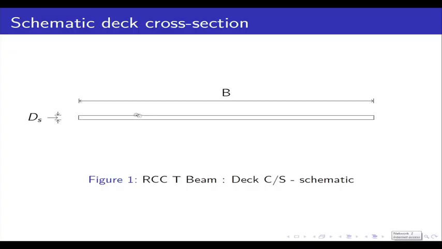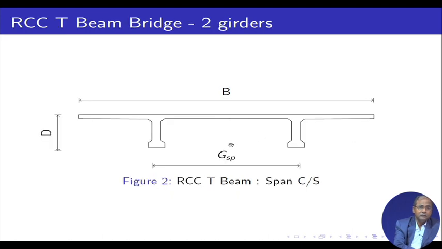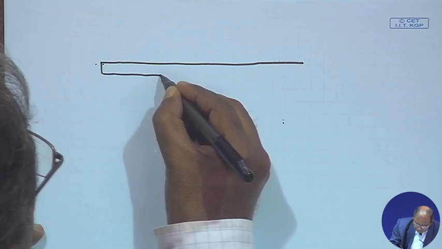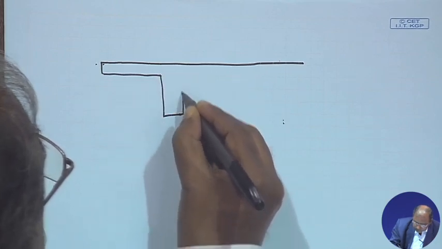So now the next question comes into the picture. To support this system, what exactly do you need? Is it possible that I provide only 2 girders? Why not? Definitely we can do it. But the next question is, as I have told you, this B is coming to 11,400 millimeter. So let us draw the schematic.